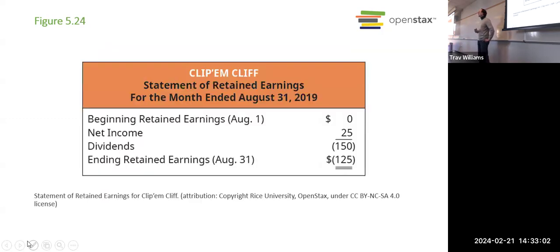Now we can make our statement of retained earnings. We take our beginning retained earnings balance. In this case, it was 0. Add our net income, subtract our dividends. That gives us our ending retained earnings balance, which we're going to need on the balance sheet.